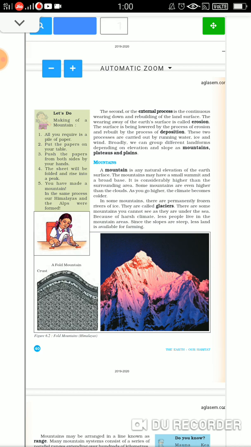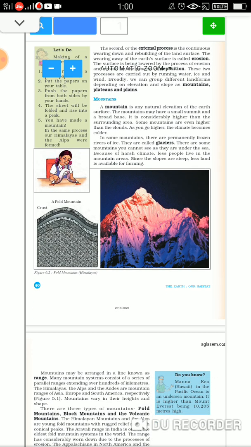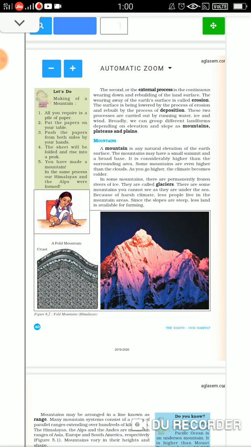We can group different landforms, children, depending on their elevation or their slope. Those three landforms are mountains, plateaus and plains. First we will talk about mountains. What is a mountain? It is a natural elevation of the earth's surface. It may have a small summit or a broad base. It is higher than the surrounding area. Some mountains are even higher than the clouds.